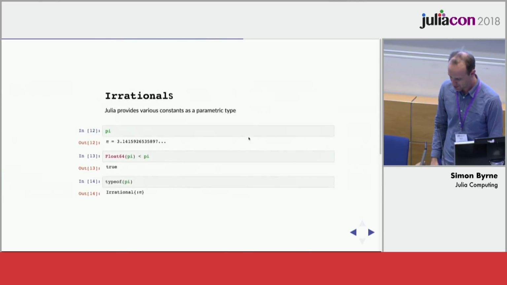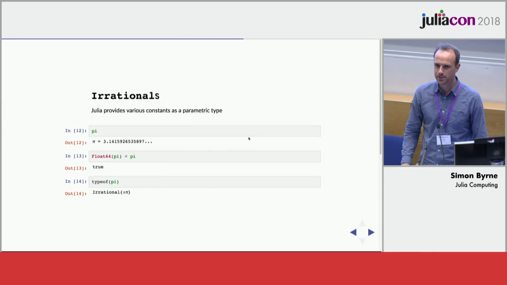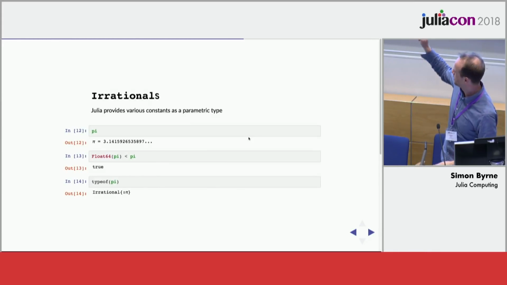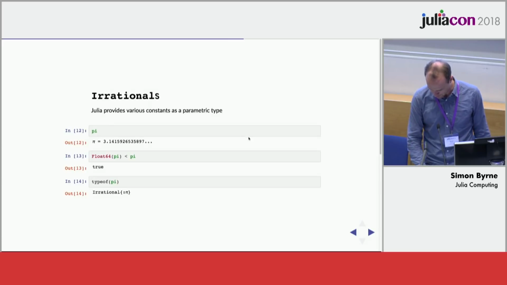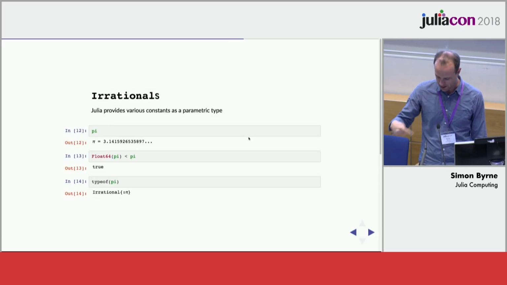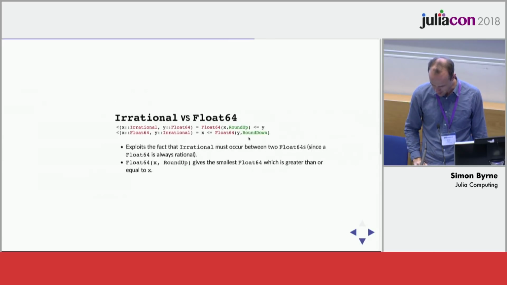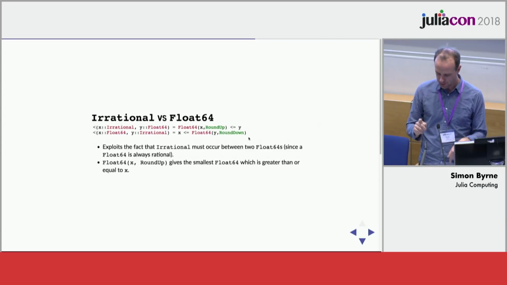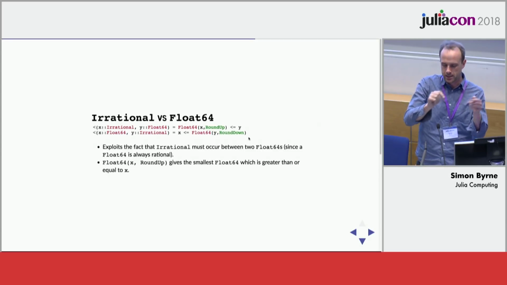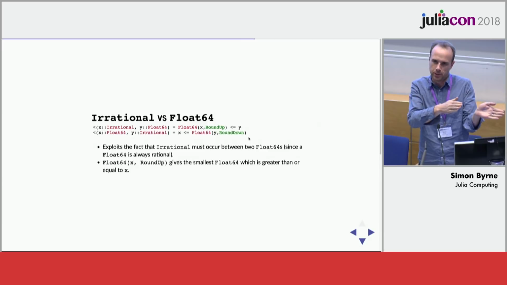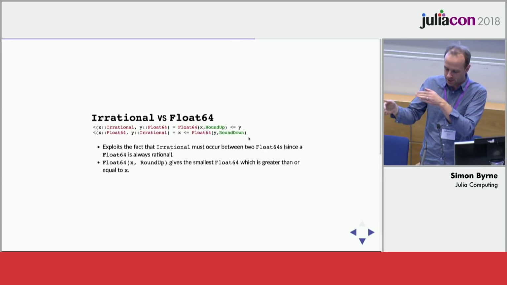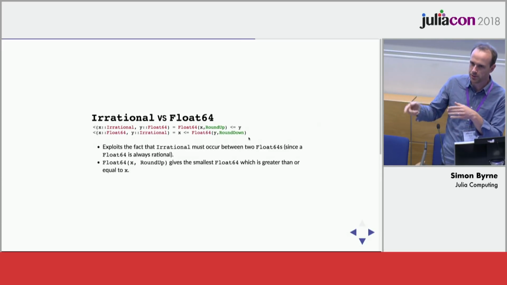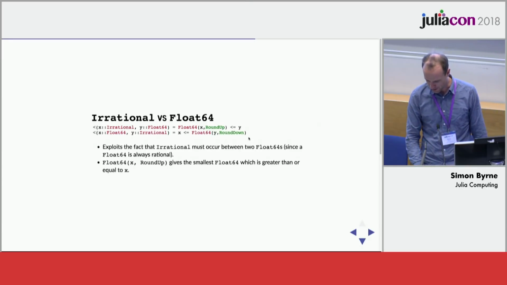Irrationals! Actually, this is surprisingly complicated. For those of you who don't know what irrationals are, we define constants which act like irrationals. So for example, Float64 pi is less than pi. For irrational versus Float64, there's a function called Float64 round up, which gives you the floating point number above pi, and Float64 round down, which gives you the floating point number below pi. And so you just do the comparisons using that.